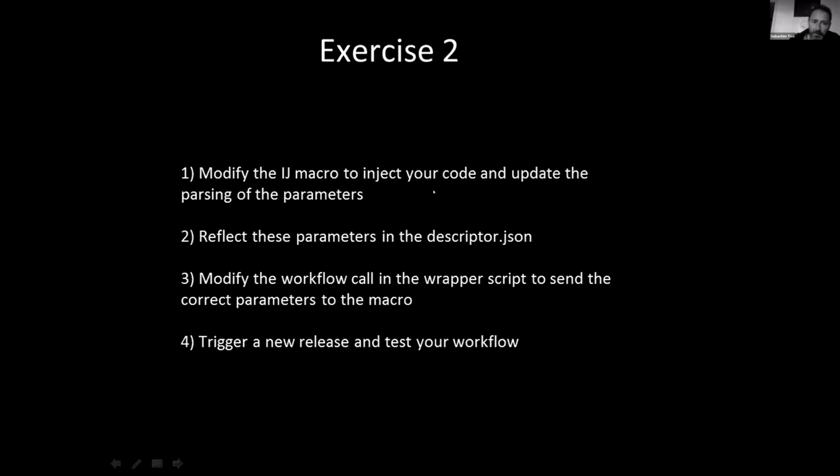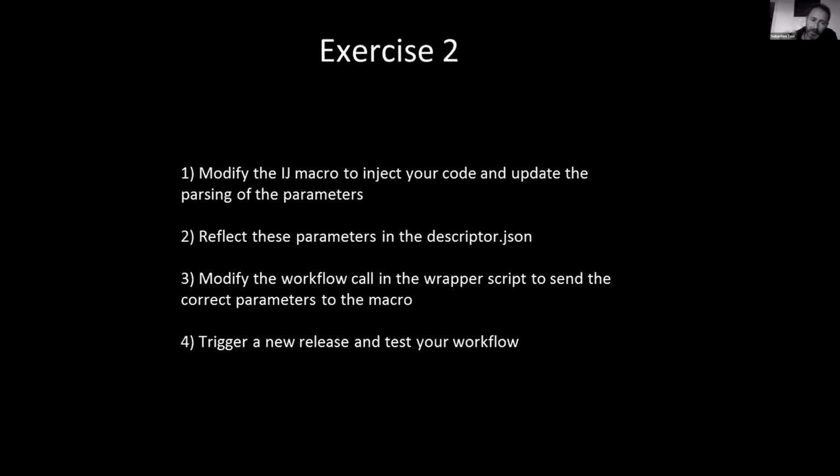So what we need to do is first to update the macro itself, obviously, and especially the section of the macro that is parsing the parameters from the command line. Because if you modify the code, I expect that you will need different functional parameters. Then we will have to reflect these parameters in the descriptor of the workflow so that they appear in the UI and we can connect them to the macro, okay?